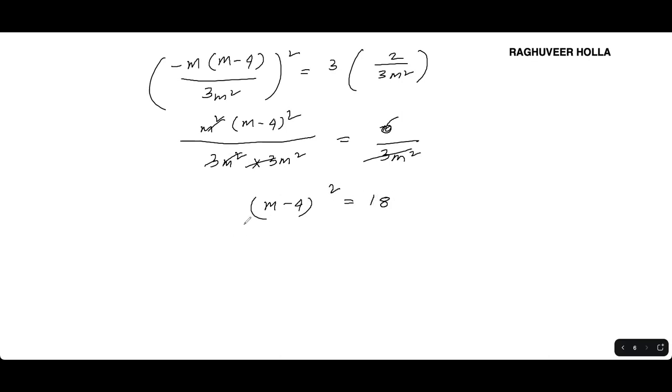Okay, further simplifying, you get m square minus 8m minus 2 is equal to 0. So when you find the roots of this equation, m is 4 plus or minus 3 root 2. And in the question, it was asked what is the least value of m, right? So the least value of m will be 4 minus 3 root 2. So this is your answer.